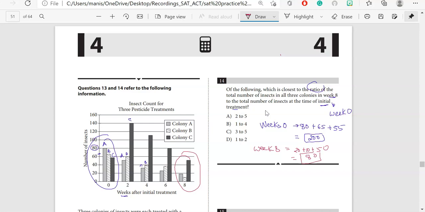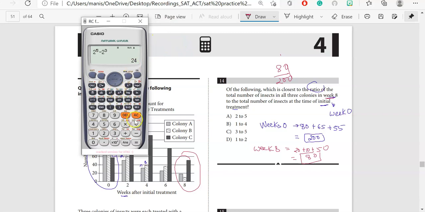We have to do the ratio. So when we do the ratio over here, do keep in mind it says total number of insects in week 8 to week 0. So week 8 will go in the numerator part, week 0 will go over here. So 80 over 200, let's use our calculator for this.